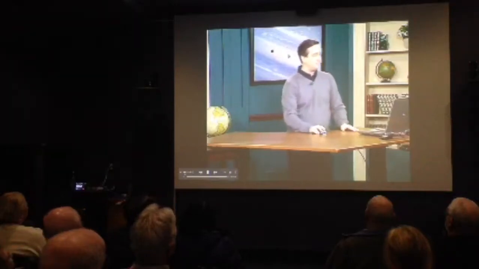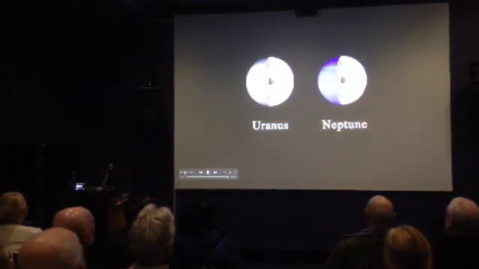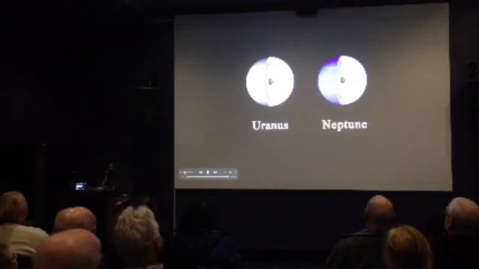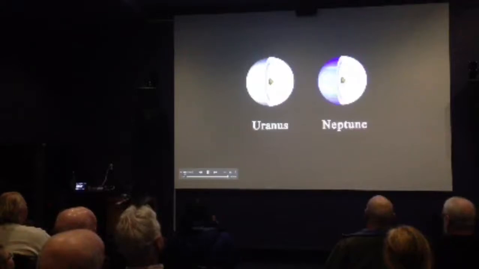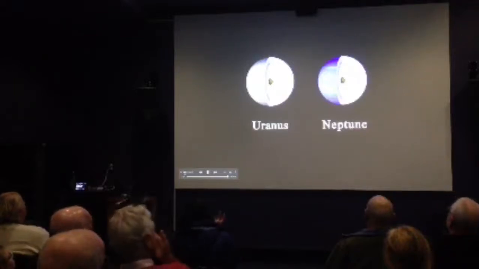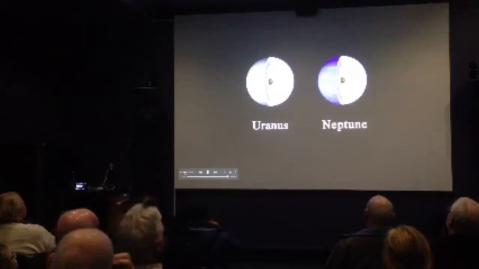Uranus and Neptune are significantly smaller. They form farther out in the solar system, and instead of accreting gas, because they didn't have enough mass, they instead accreted ices. The ices in this case means water, ammonia, and methane.